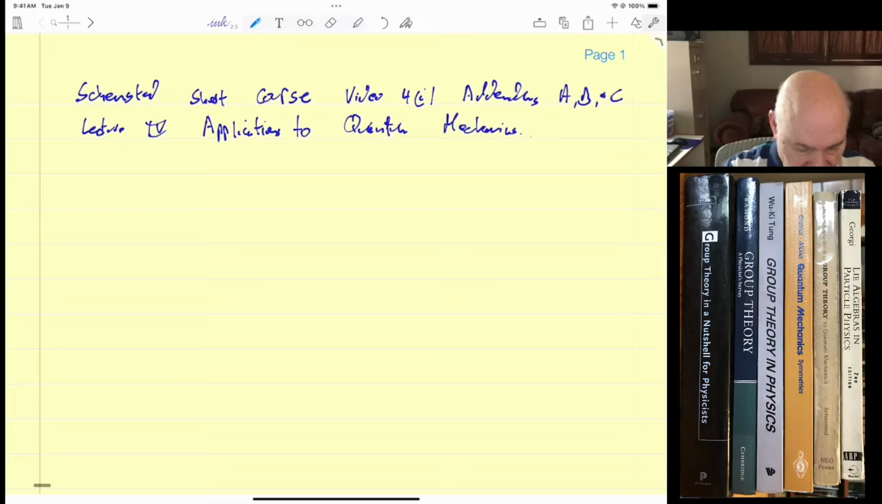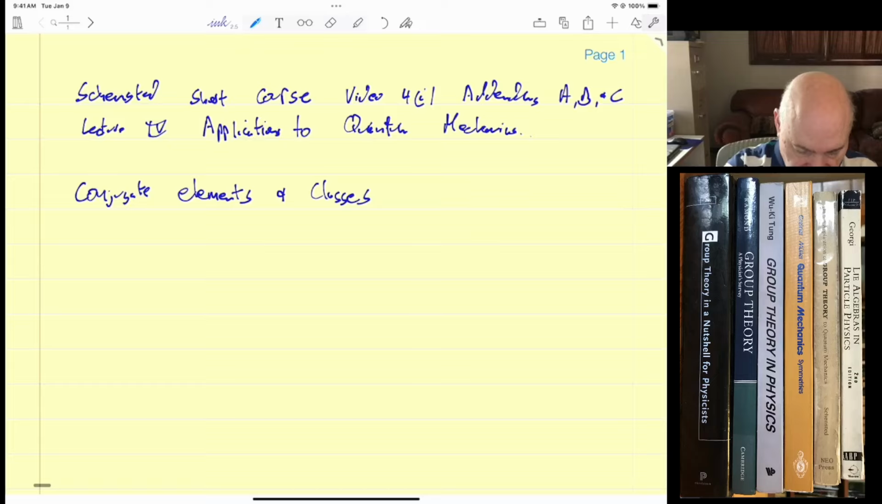So let's just start with some things that may not have been defined or clarified that well for groups. So let's talk about conjugate elements and classes. Very important for finite groups. Actually, even for infinite groups.